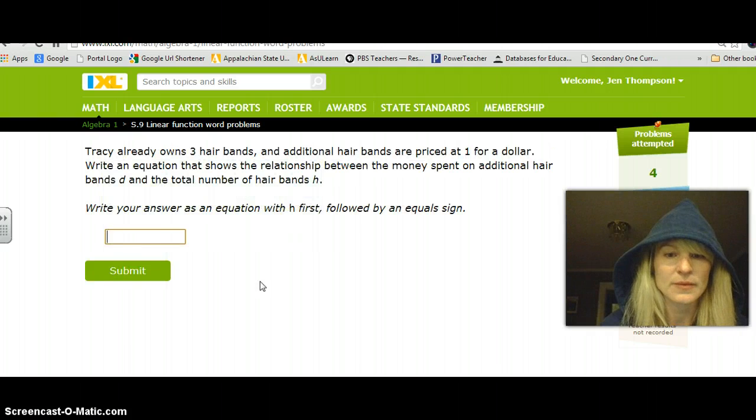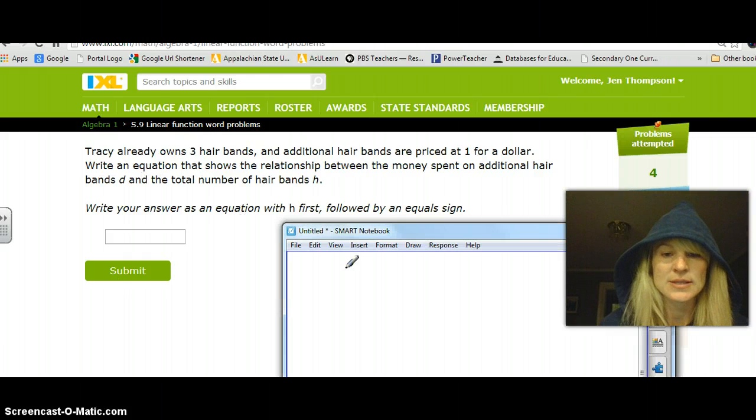All right. Again, we have another problem. So again, it says Tracy already owns 3 hair bands. That's something she has. That's something she's not changing. So that's our y-intercept. She already has 3. And additional hair bands are priced at 1 for $1. Okay. So the slope is going to be 1 for every dollar. Okay, so we don't know how many dollars, but if you times it by 1.